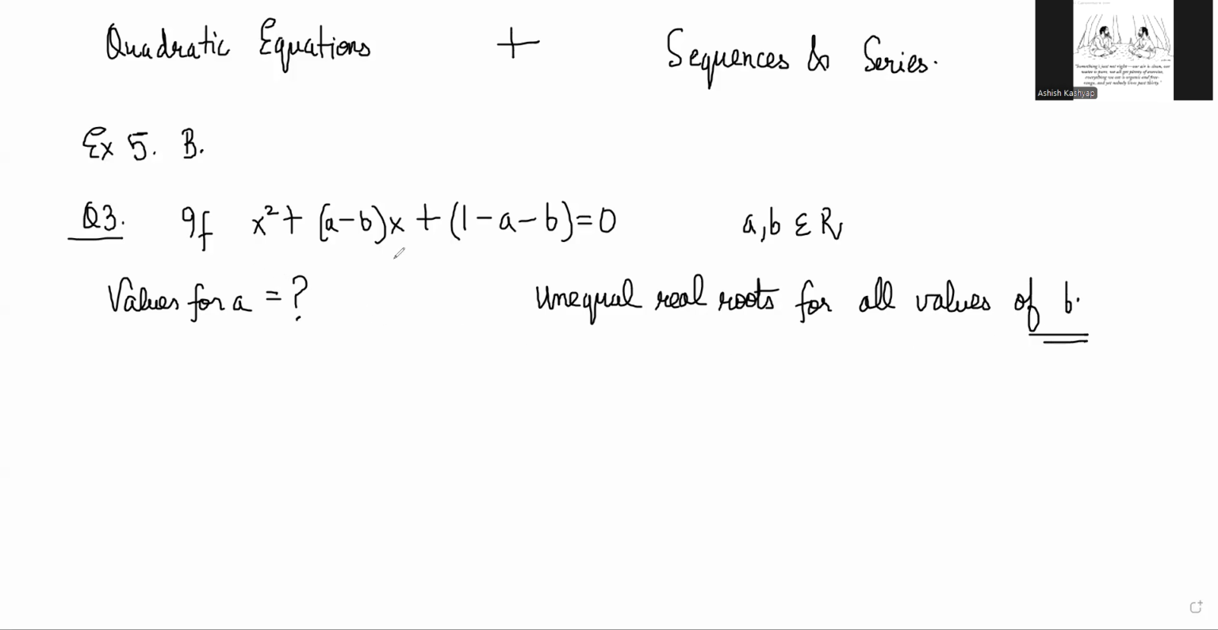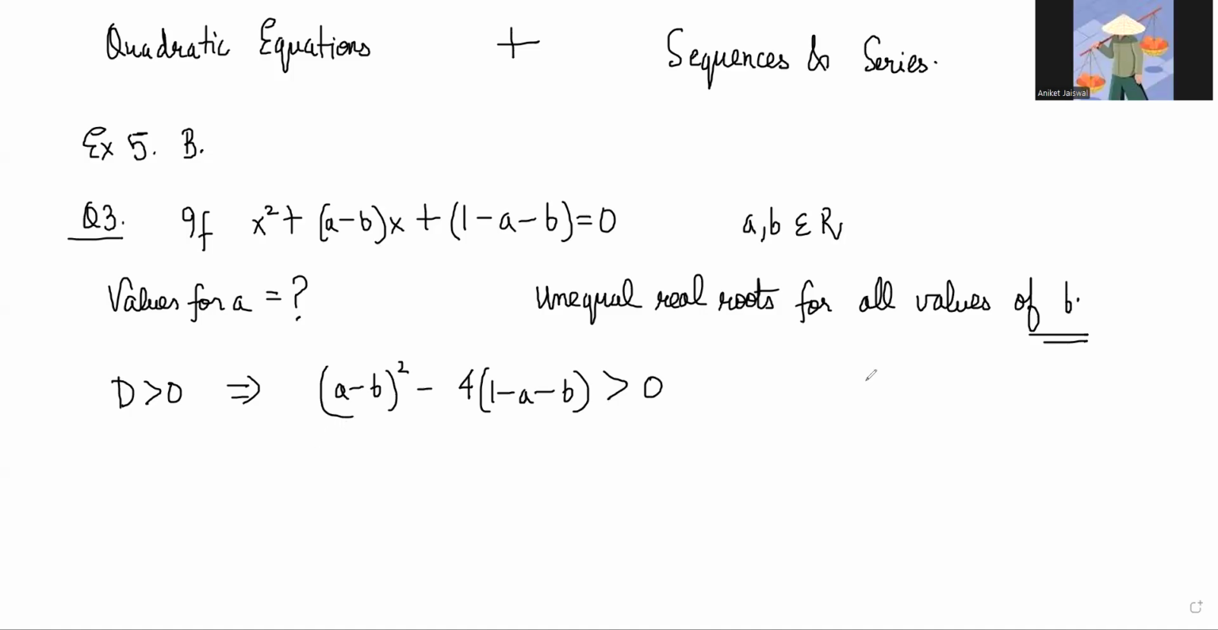Okay, so in this quadratic, we will say unequal real roots condition is D greater than 0. D is greater than 0 implies (a minus b) whole square minus 4 times (1 minus a minus b) is greater than 0. This has to be true for all values of b. So you expand it, it will become a quadratic in itself.